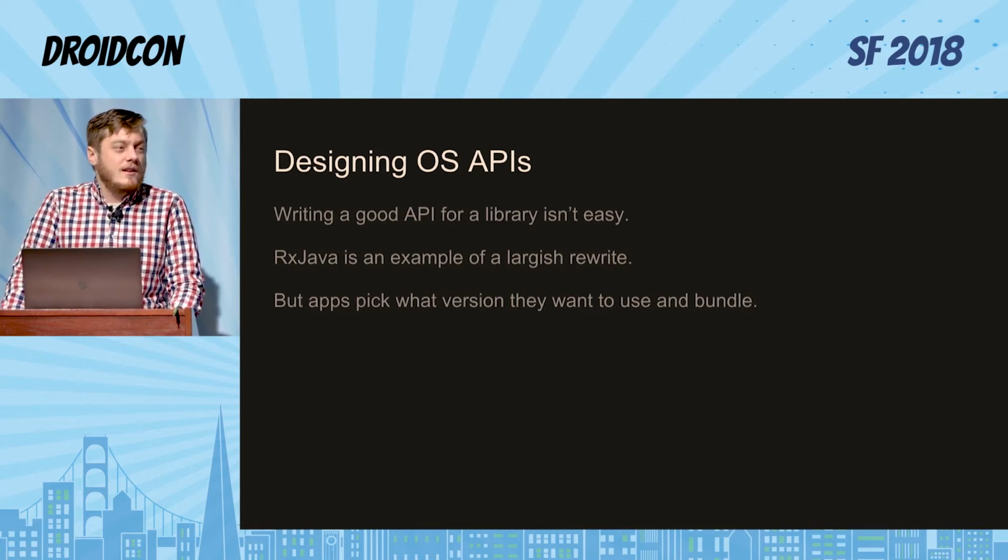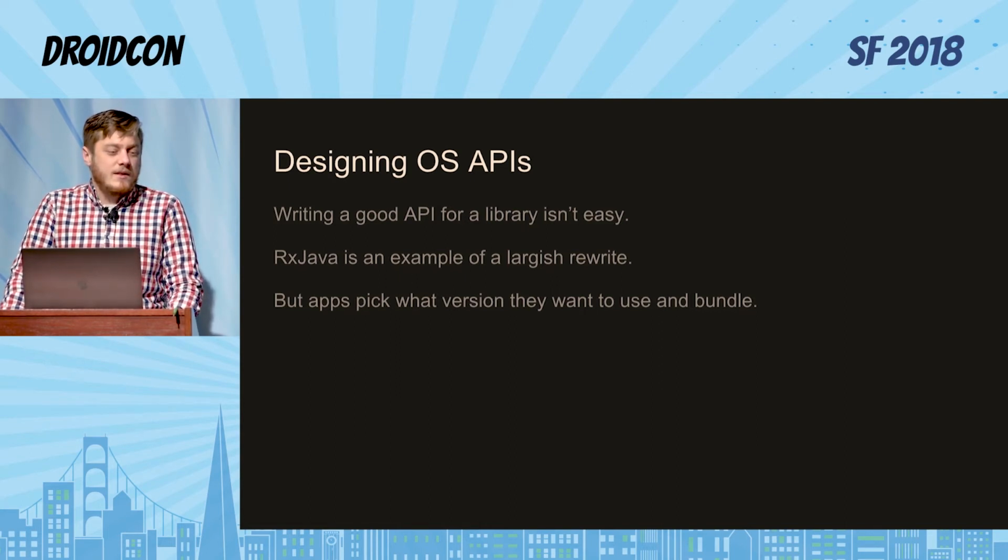Already, I would say, writing a good API for a library isn't like the easiest thing ever. But the nice thing is a library, you can rev it, you can do a V2, you can easily do a lot of different fixes. RxJava V1 to V2 is, in my opinion, a way better API. And the nice thing is that you can have V1 and V2 in your app and coexist peacefully and slowly move over to the new API. Apps pick what version they want, they bundle that, life is happy.